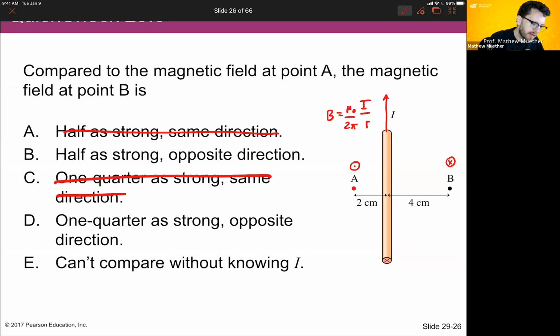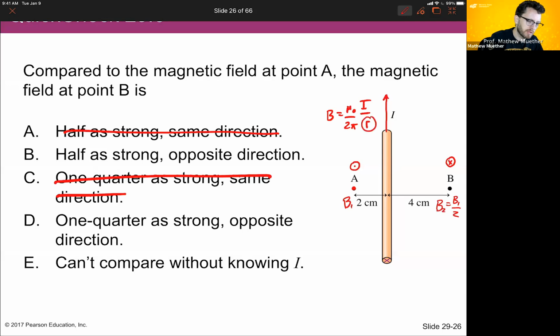What about the magnitude of the magnetic field? Well, it falls off like one over the distance here. So if this is B field 1, I'm twice as far away from that current carrying wire. So this has to have a strength B2 that's going to be half of B1.